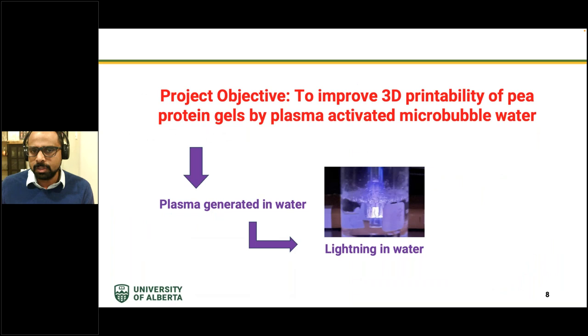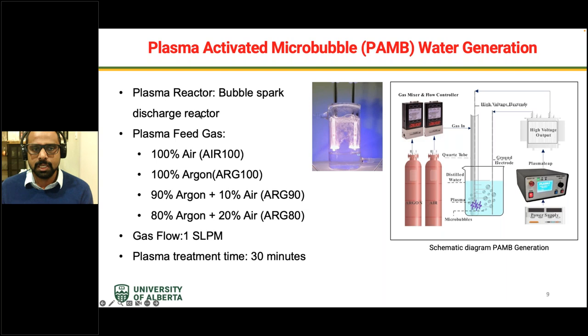There we used this plasma technology to improve the 3D printability of pea protein gels. Here we used plasma-activated microbubble water. In this case, the plasma was generated inside the water, like you generate lightning in the water. Again, by using a gas, we inject this plasma into the water and convert that water into plasma-activated microbubble water. For creating this, we used a bubble spark discharge reactor. It looks like this. So basically you are creating lightning in the water and converting that water into plasma-activated microbubble water.